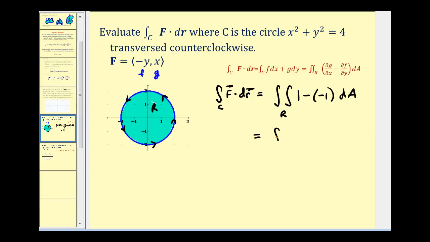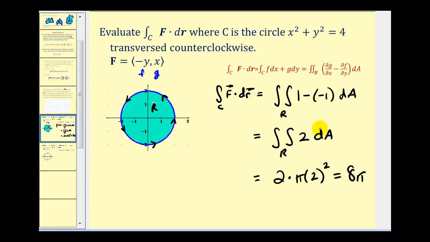So here we're just going to have the double integral over the region of 2 dA. Well, this is just 2 times the area of this region. This would be 2 times, well, the area of a circle is pi r squared, and the radius here is 2, so we'd have pi times 2 squared. That's going to give us 8 pi.